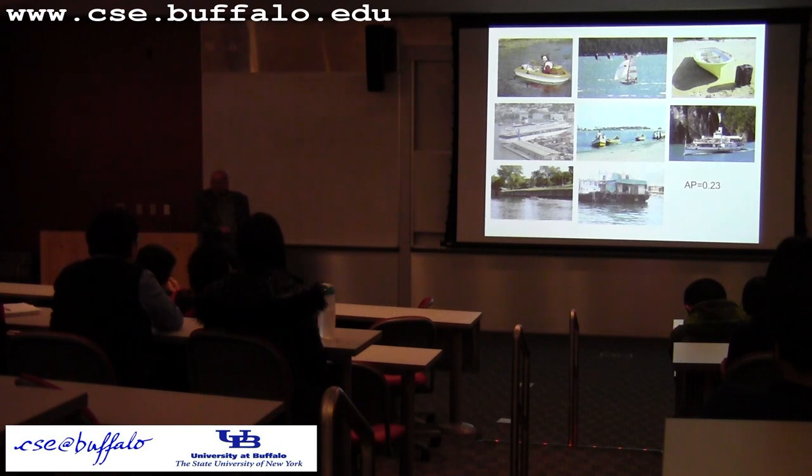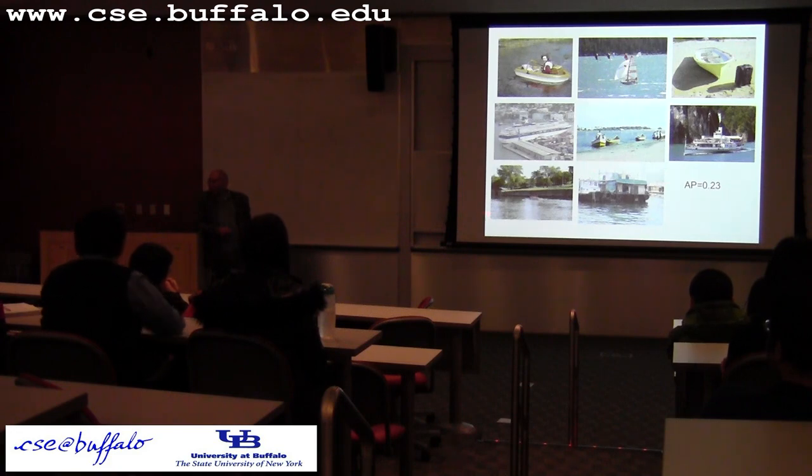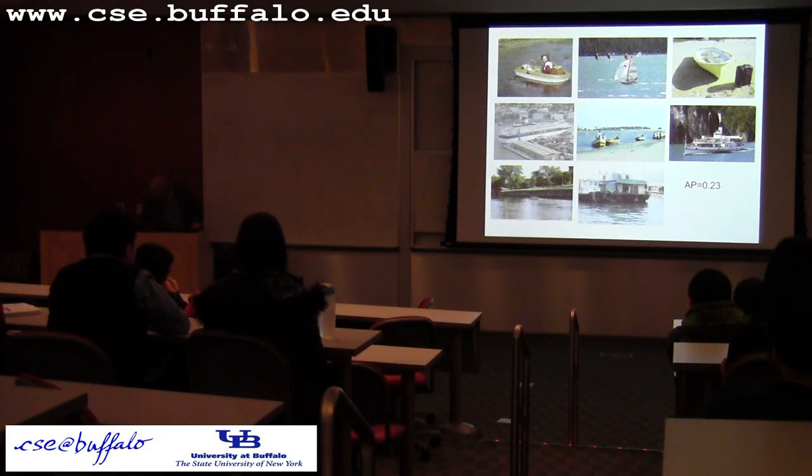I want to now turn to what we can't do. I'll just have a few slides on that. This is a category of boat detection. With current technology, the average precision is 0.23, which is pretty bad. So 100% is the best, 0 is the worst. Because you just think of the variety here. This variety is simply not captured by our templates. So these are clearly open problems here.